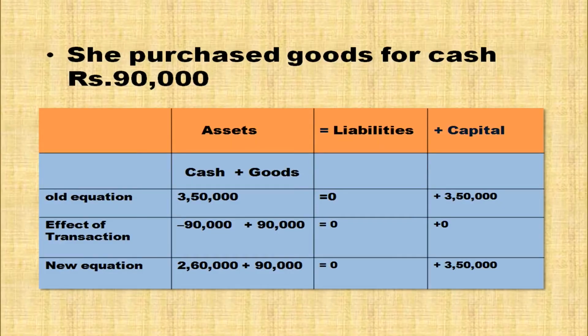She purchased goods for cash, rupees 90,000. So on the asset side, you can open one more column for goods. In the goods column, you have to add 90,000. When goods are purchased, cash is going from the business, so in the cash column you have to deduct 90,000. So the cash balance will come to 3,50,000 minus 90,000, that is 2,60,000, plus goods worth 90,000. So the asset side value becomes 3,50,000. When you consider the right hand side, that is liabilities plus capital, there also the value is 3,50,000 because of the capital. So here also the accounting equation is satisfied.